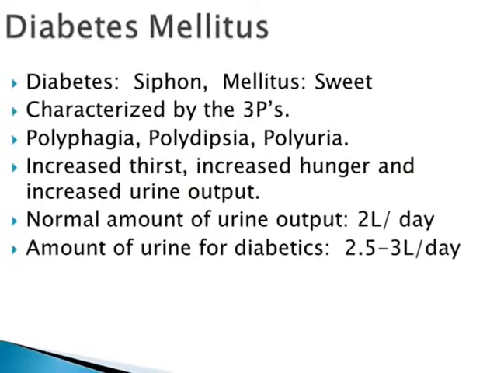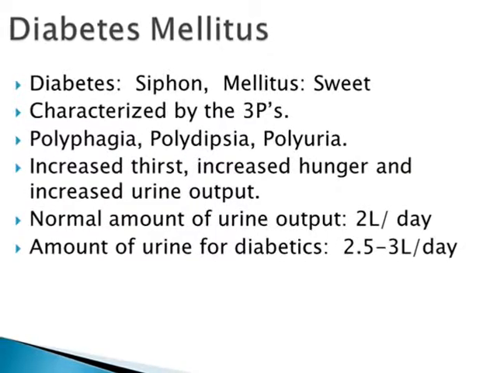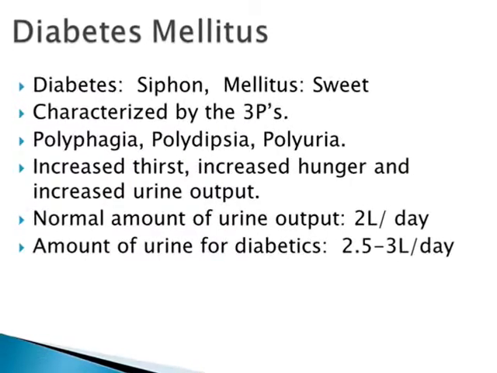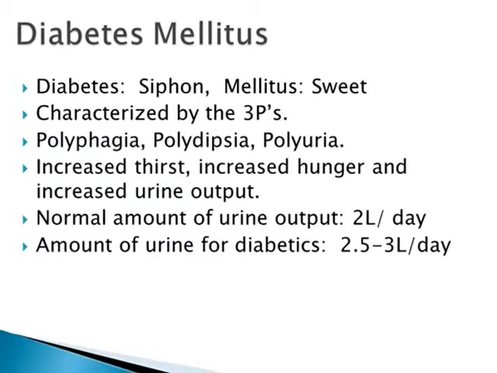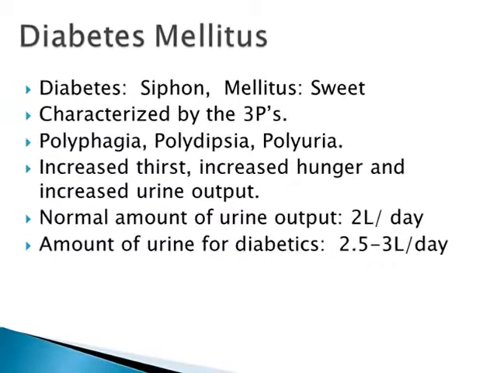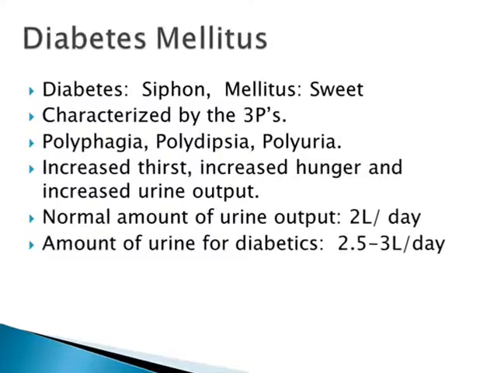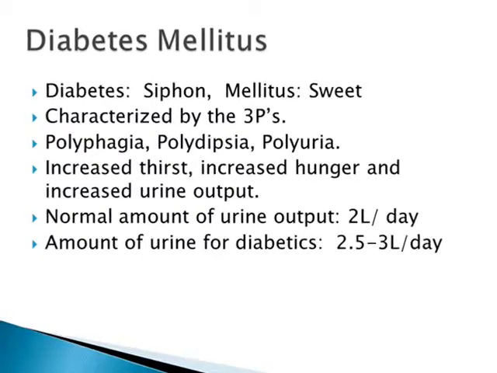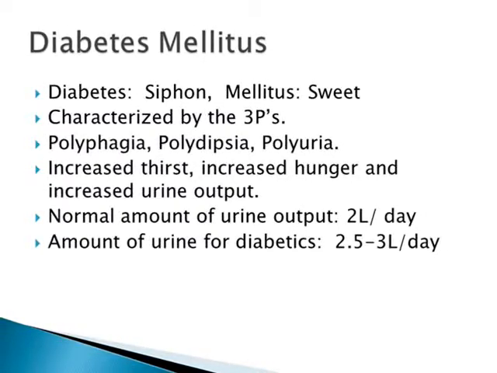The term diabetes means literally sweet urine, and it's characterized by the 3 P's: polyphagia, polydipsia, polyuria. Also increased thirst, hunger, and urine output.